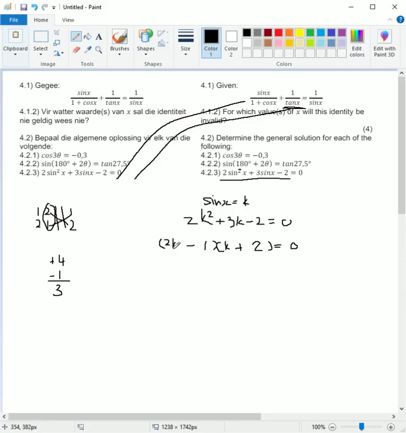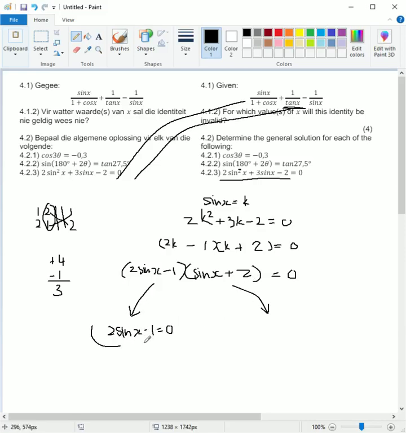We don't actually have k's in our question, so let's go back and replace k with sine of x. So here you have 2 sine x minus 1, and your other one is sine x plus 2, and both of these are equal to 0. Because it's equal to 0, you know that this produces a solution and this produces a solution. Either 2 sine x minus 1 is 0, or sine x plus 2 is 0.